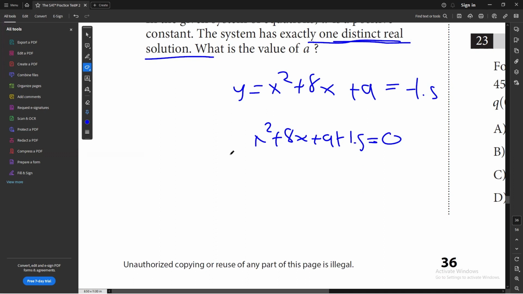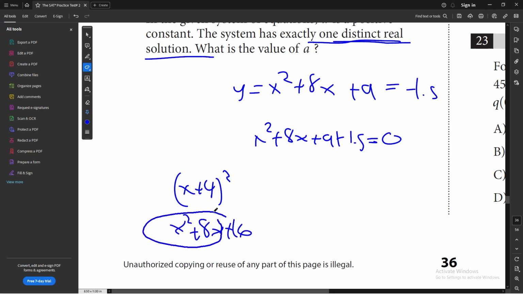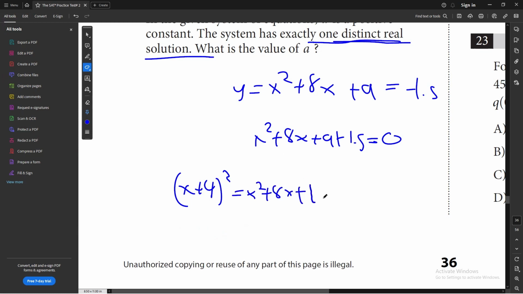First of all, as I said, this is going to be a complete square. So if this is going to be a complete square and I have 8x and x squared in my expression, this is actually going to be (x plus 4) squared, because x squared plus 8x plus 16, I get the same pattern over here. So the question is actually giving me that hint. So therefore I'm using x squared plus 8x plus 16, and since they are the same, let's just make it equal to x squared plus 8x plus a plus 1.5.